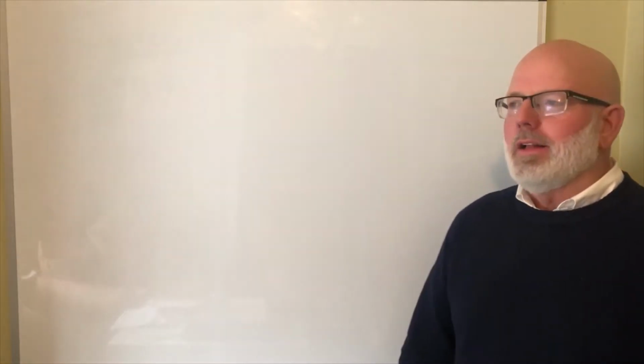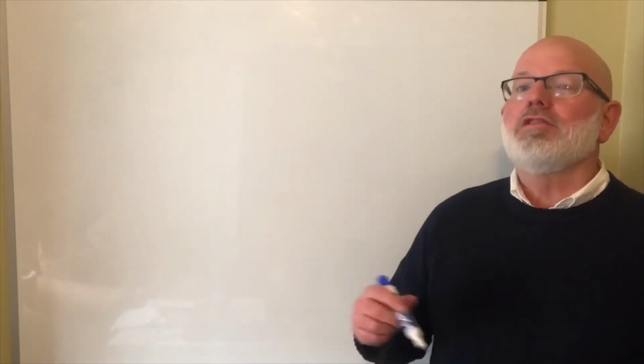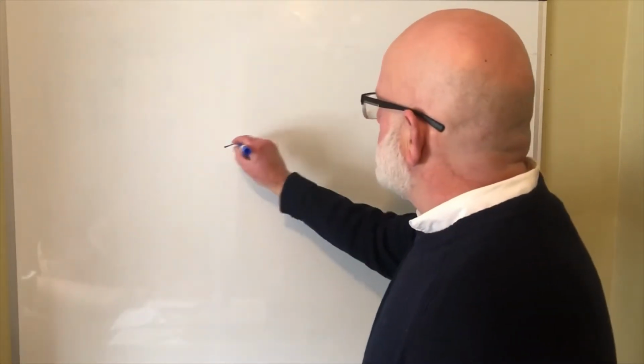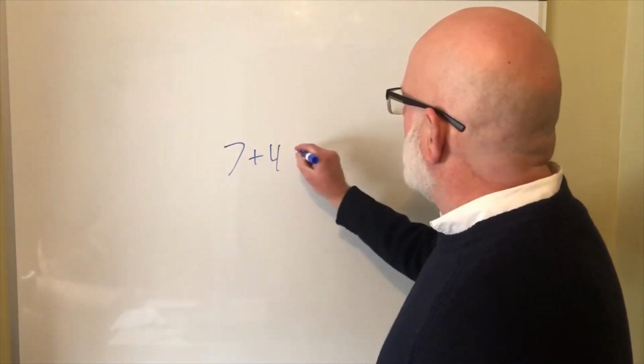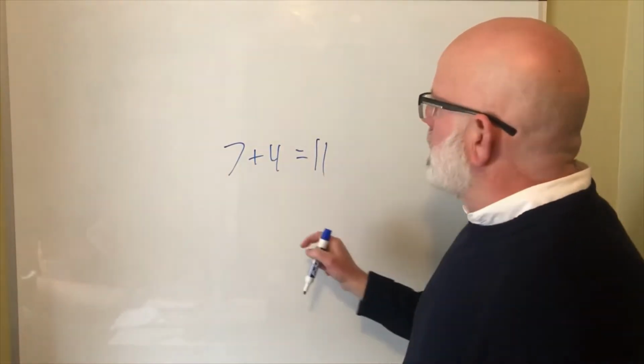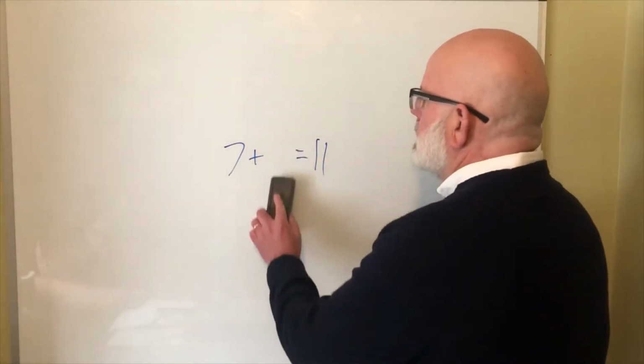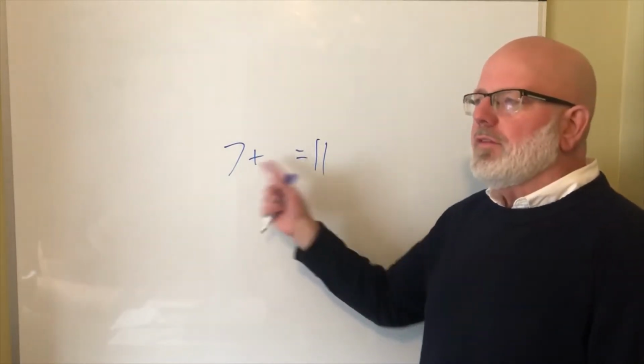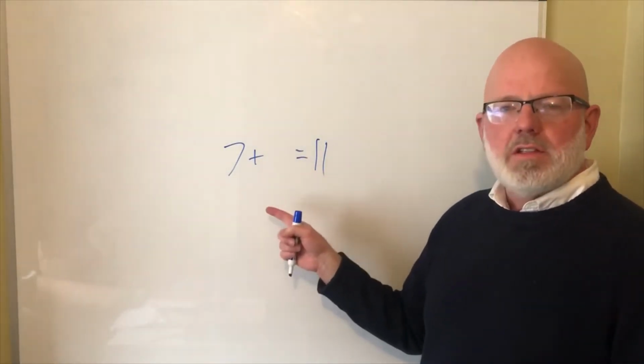So let's talk about public key encryption. How does it work? Well, first of all, we have to pretend that there's no such thing as subtraction. So if I said to you 7 plus 4 equals, you'd say, oh, that's easy, it's 11. But if I said, well, 7 plus what equals 11, you'd have no way to figure this out. There's no such thing as subtraction.